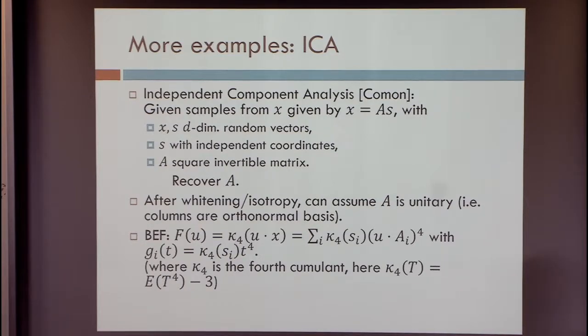And one can show that by using properties of cumulants, it expands into this form of a basis encoding function. There are scalars, which are the cumulants of the si random variables, and then the fourth power of the coordinate of u along the hidden basis for every basis element. So it's again some weight times the fourth power in this case.